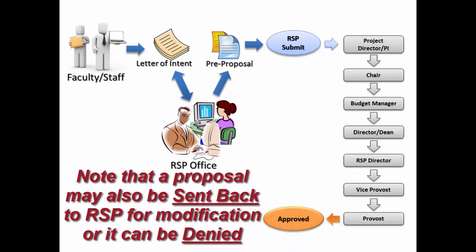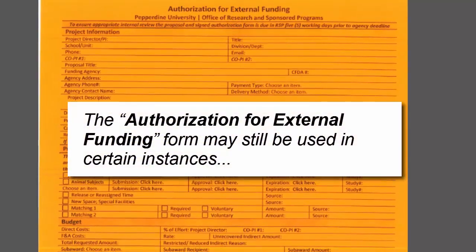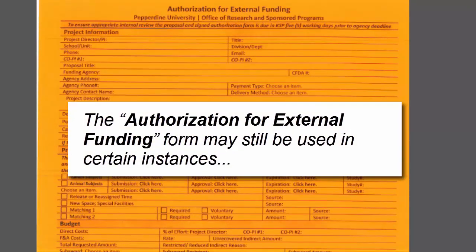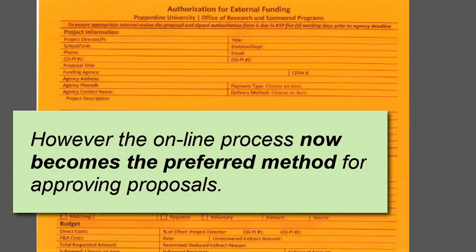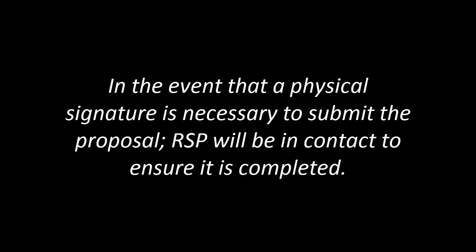So, as you can see, the Office of Research and Sponsored Programs will initiate the online automated workflow process. This online process now becomes the preferred method of securing institutional approval over the authorization for external funding form, which was routed in person and/or by email and signed by the necessary parties. And note, in the event that a physical signature is necessary to submit the proposal, RSP will be in contact to ensure it is completed.